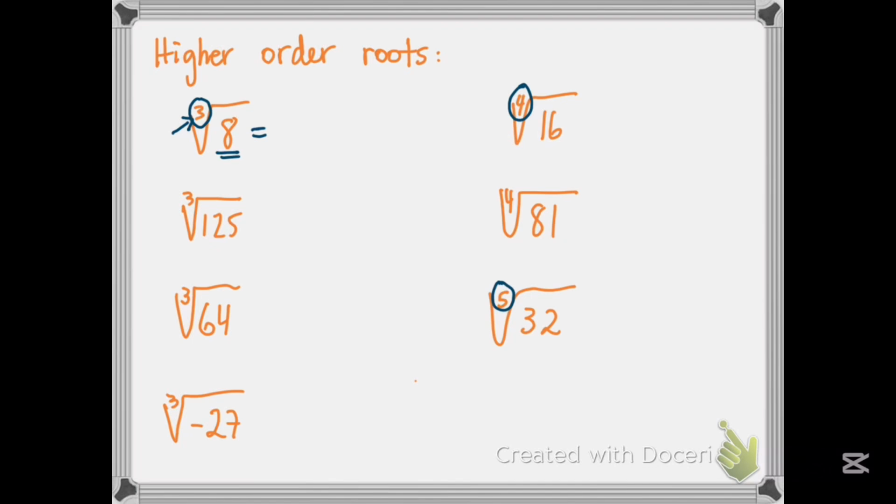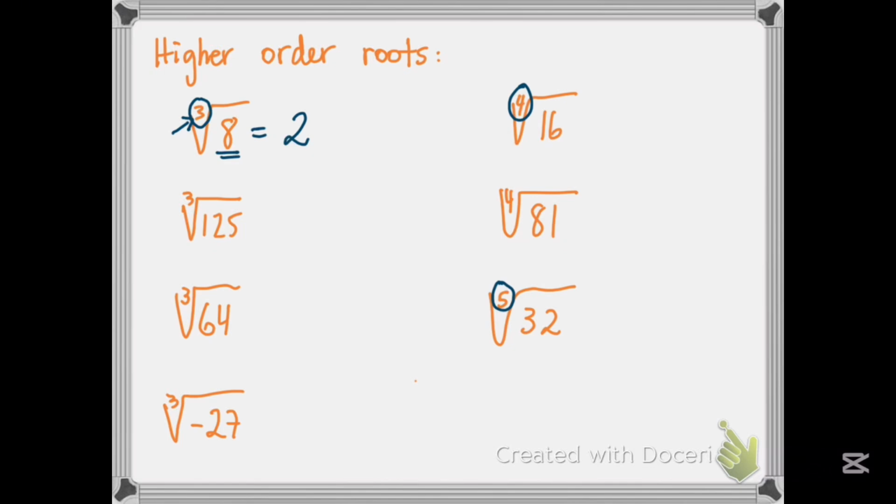2 times 2, 4 times 2, 8. That's my answer. Okay, let's do the next one. The cubic root of 125. 2 times 2 times 2, we already know is 8. 3 times 3 is 9 times 3 is 27. 4 times 4 is 16 times 4 is 64.